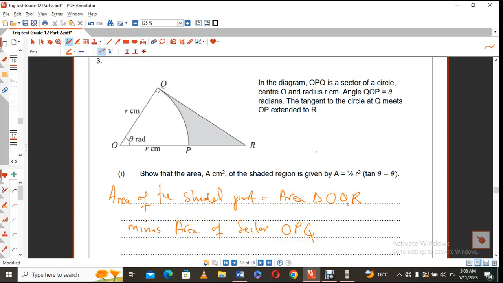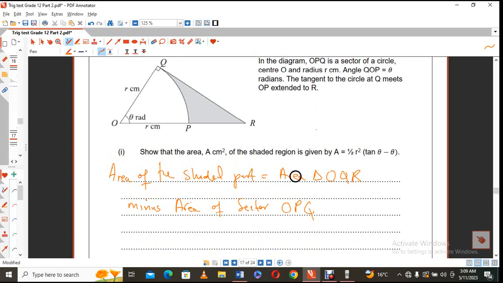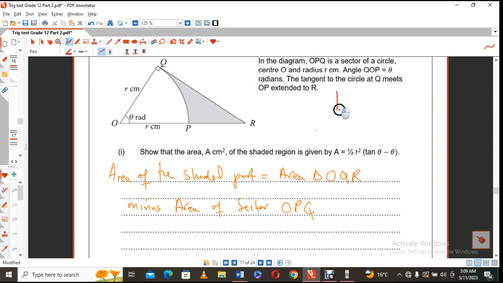Here's the thing. They want us to give our answer in the way it has been written here, a half r squared in brackets tan theta minus theta. So it is important that we calculate the distance of QR. What we have basically is a right angle triangle, like so, this is Q, and this is O to R, with the 90 degrees there.